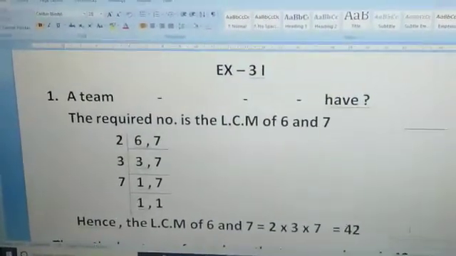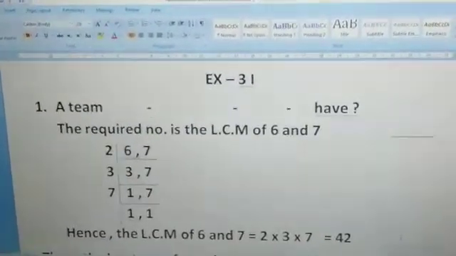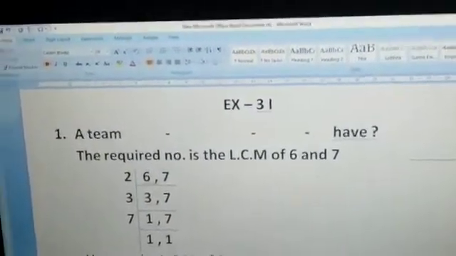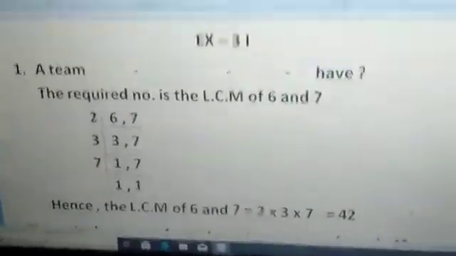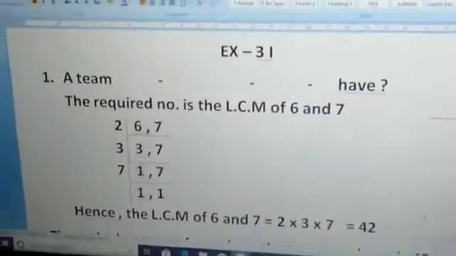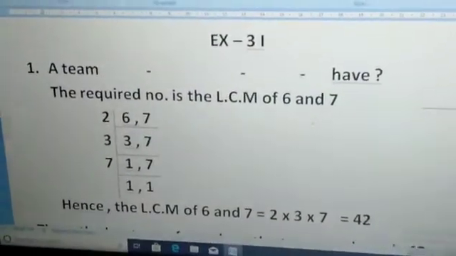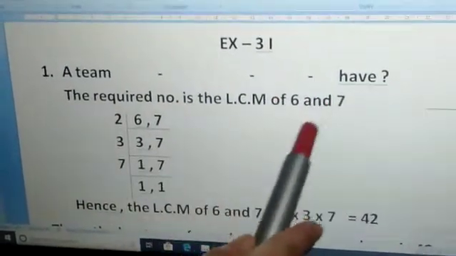A team is having a photo session and they can pose for a photo in rows, and the number of rows is given as 6 or 7. So what is the least number of members the team can have? They are asking for the least number. Least itself indicates that you have to find the LCM. So the required number is the LCM of 6 and 7.